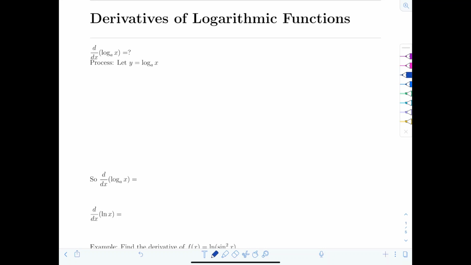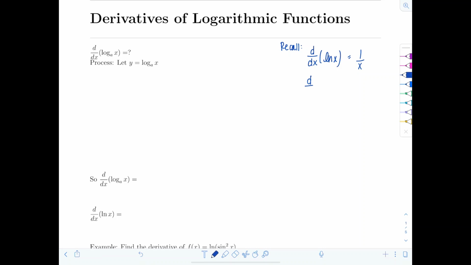Unit 1, video lecture number 14 on derivatives of logarithmic functions. So we're going to investigate what is the derivative with respect to x of the function log base a of x. Now, if you'll recall, we do know the derivative with respect to x of the natural log of x, right? What is it? Good, 1 over x.